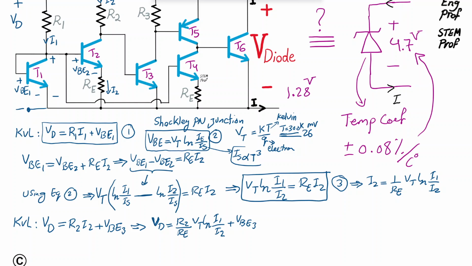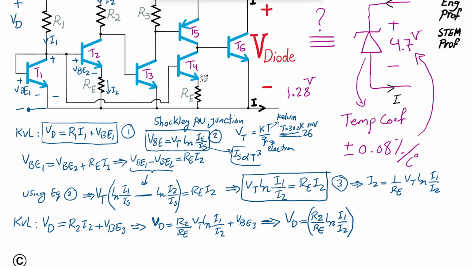Now, what did we achieve here? Let me just also expand this in this form. So I am going to say, therefore, the voltage of diode, or supposed to be the reference diode that we are constructing here, is R2 over RE, and then ln I1 over I2. So I got rid of IS, the heavy dependence on temperature cube, which is very large.